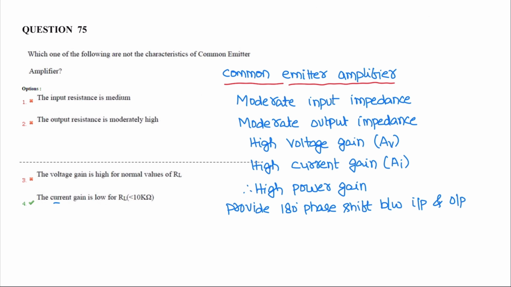Question number 75. Which one of the following is not a characteristic of common emitter amplifier? This CE amplifier produces 180-degree phase shift between input and output. Here current gain is high, voltage gain is high. Obviously, the product of current gain and voltage gain, that is power gain, is also high. Input impedance is moderate, output impedance is also moderate. From the given options, the current gain is low. So this is not a characteristic of CE amplifier. Current gain is high for CE amplifier.